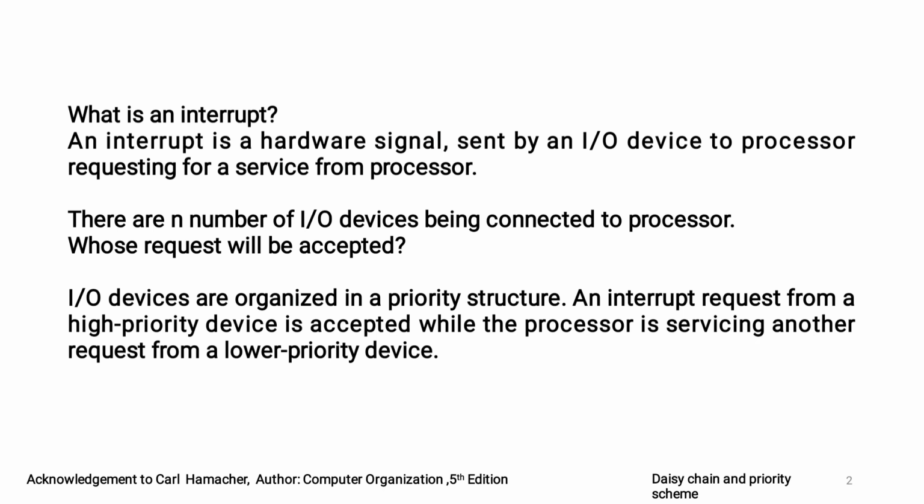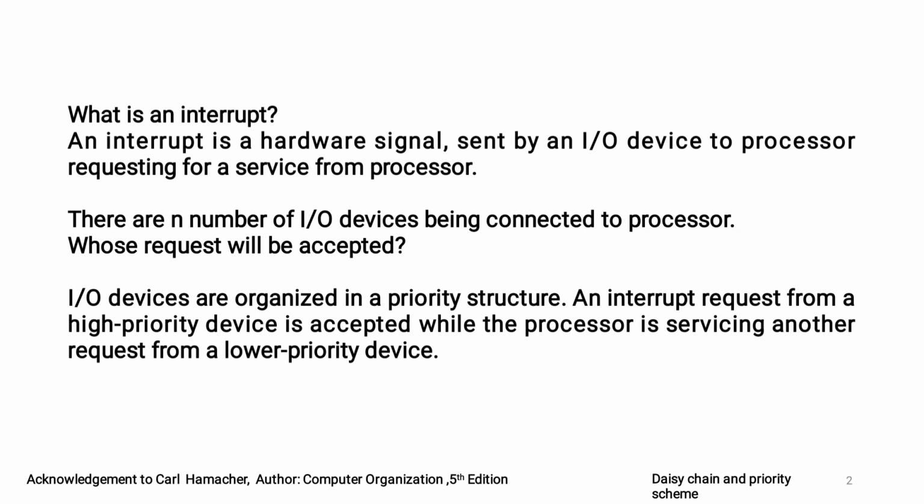Before that, let us know what an interrupt is. An interrupt is a hardware signal sent by an I/O device to the processor requesting a service from the processor. That is, whenever an I/O device wants service from the processor, it sends a hardware signal to the processor requesting the service, and that hardware signal is called an interrupt.